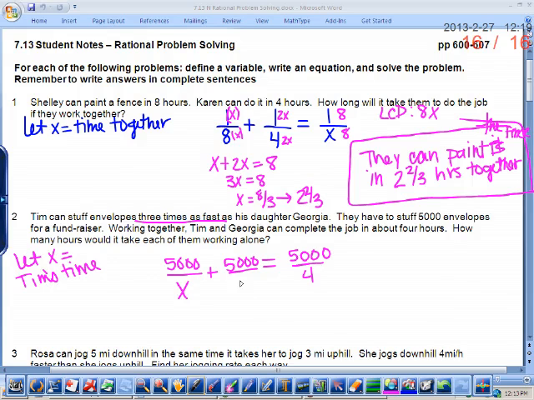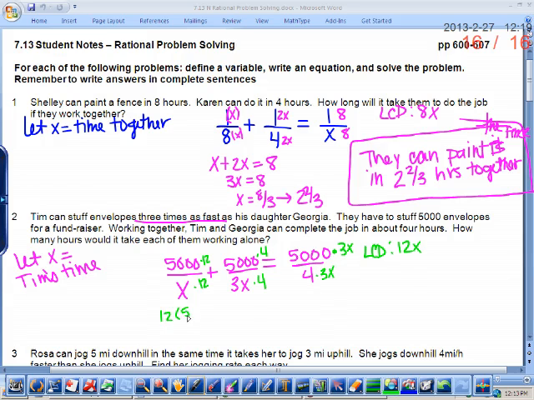So this is 5,000 over x would represent Tim, and then 5,000 over 3x would represent Georgia. Okay, what's your LCD here? 12x. What do I need to multiply my first fraction by? Okay, what about my second fraction? 4. And what about my last fraction? 3x.